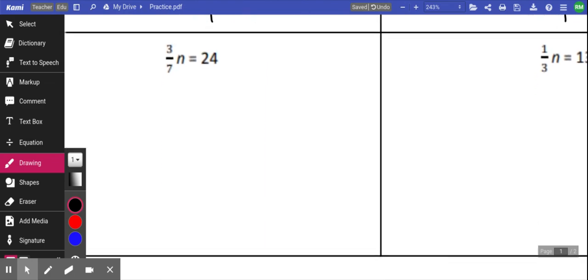Okay, the reason that I show you it that way is because then these next ones, what do we think we're going to do with the 3 over 7? David? Multiply by the reciprocal. What's the reciprocal here? 7 over 3. So we're multiplying by 7 over 3 on both sides.